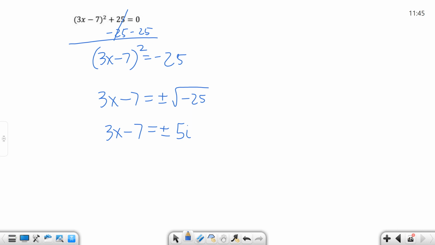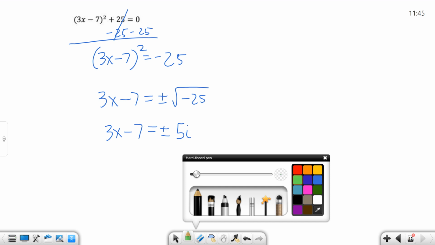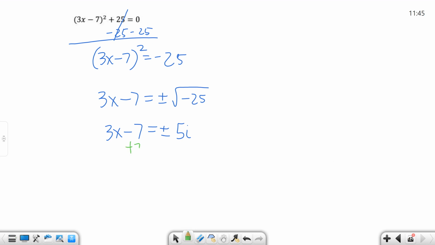Now, that has an i on it, so when you bring the 7 over, you can't put those together anyway. So it's common practice just to leave the plus or minus, just to add 7 to both sides. So I get 3x equals 7 plus or minus 5. And we typically write the real part first, the 7, and then the 5i second, and it's plus or minus 5i. Then we divide both sides by 3. So then x equals 7 plus or minus 5i over 3.